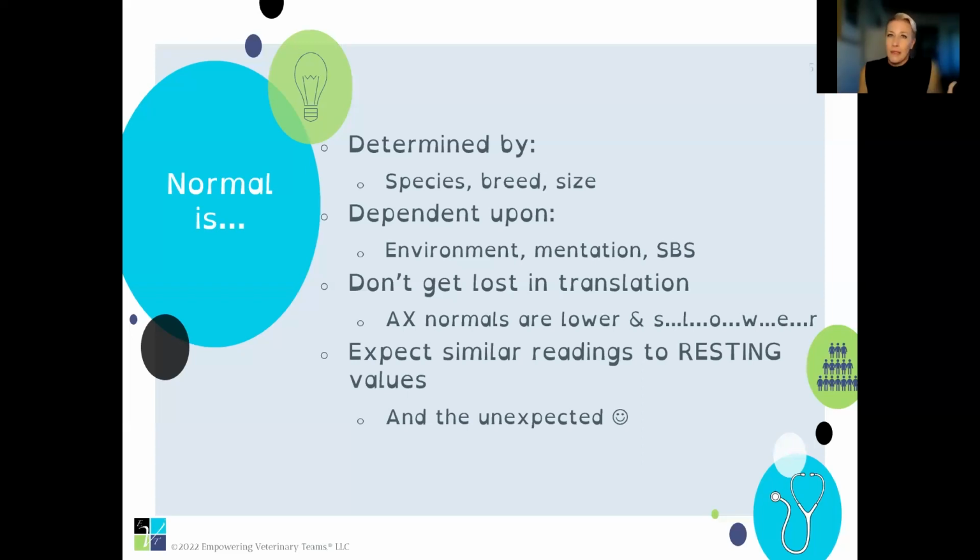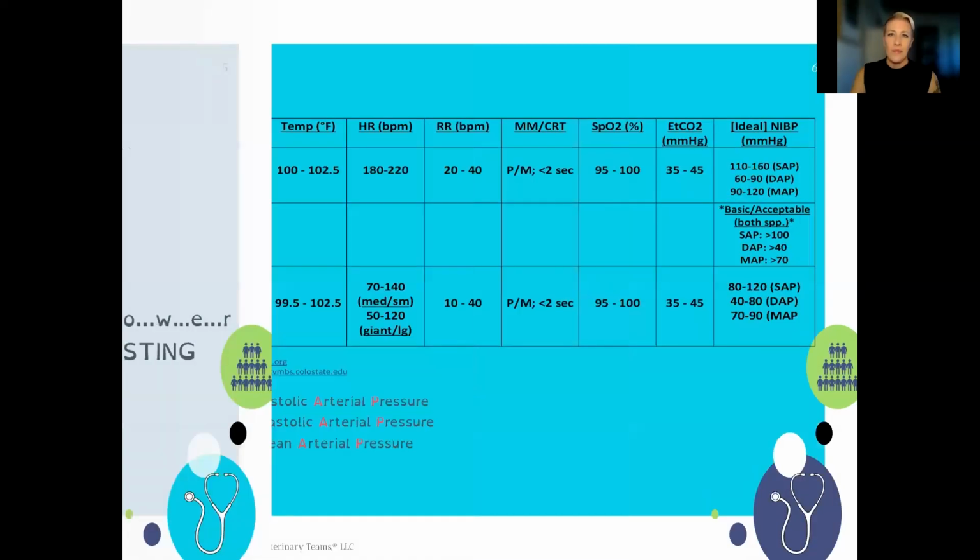I mean, think about how big a Great Dane is versus a Chihuahua versus a Sphynx. They're all going to be different, but think about what their normals are at rest and expect that you'll find that on your anesthetic monitoring equipment, but also the unexpected, because anesthesia is a steady state of emergency.